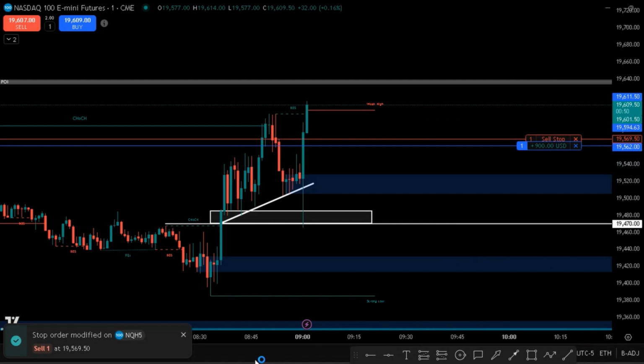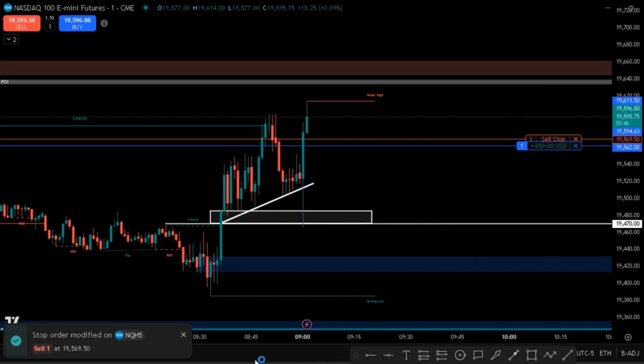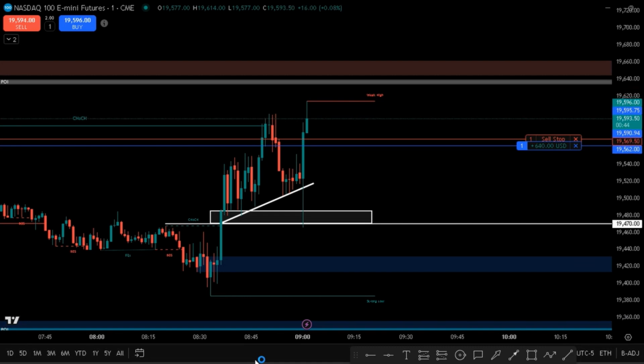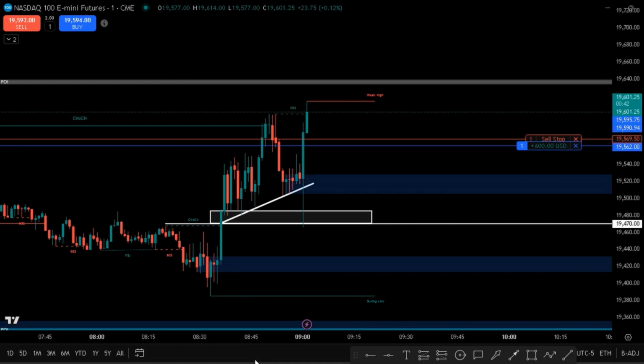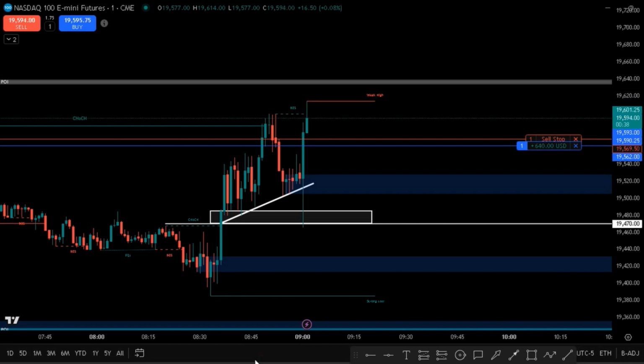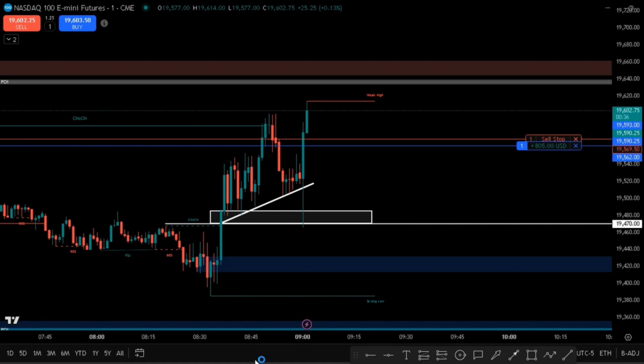Let's see if we can possibly get a breakout, or if it may reject here at this level, at the supply level, and continue on the downtrend that NQ has been on. So I'm just going to keep an eye on it and see what it wants to do here.